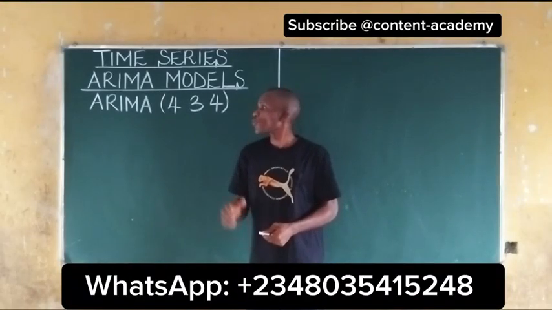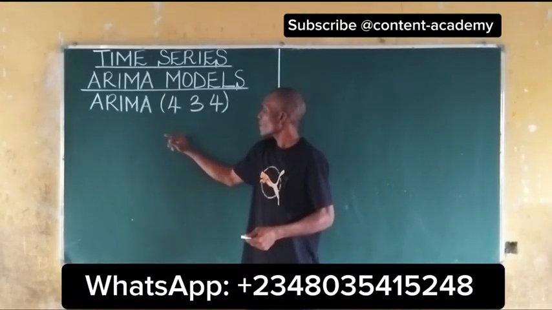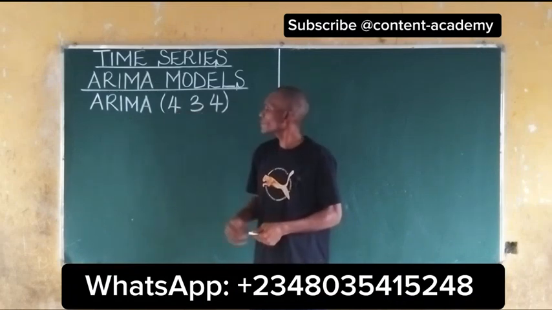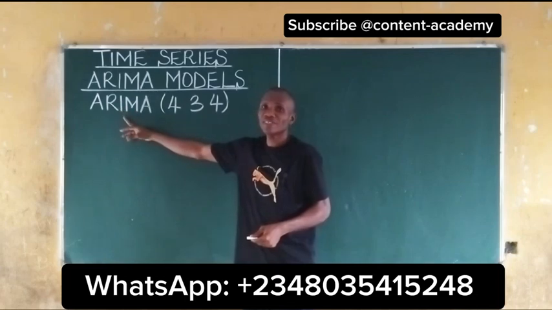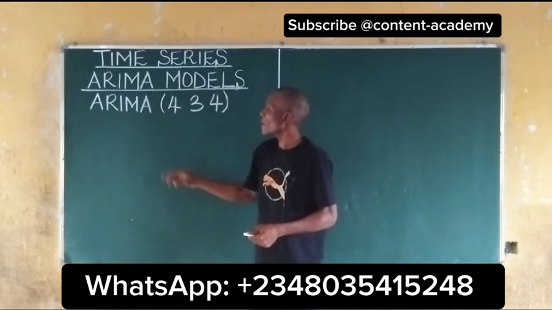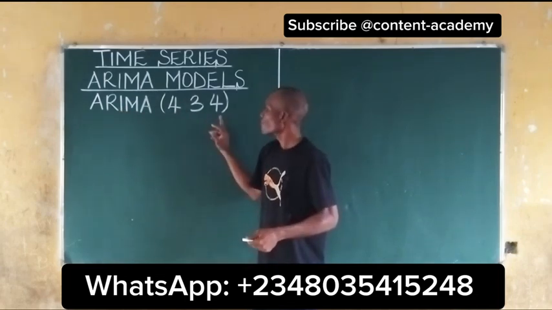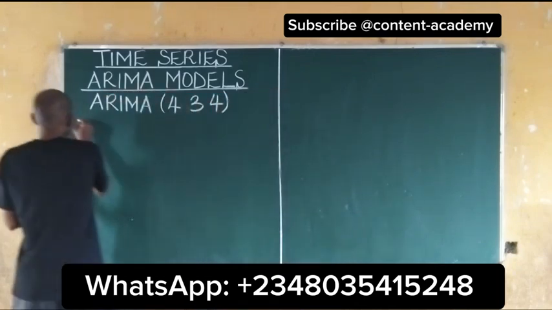In this video, we are to compute ARIMA(4,3,4). That means auto-regressive integrated moving average of order 4, 3, 4. Solution.